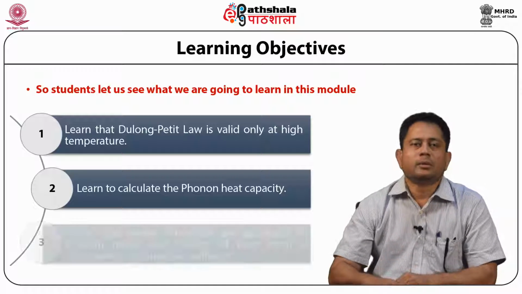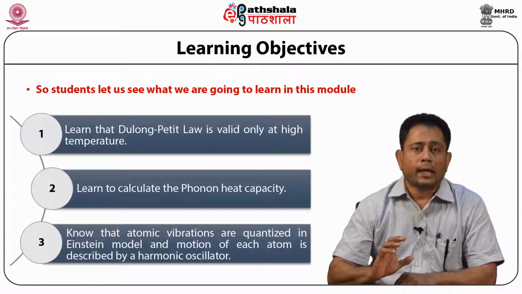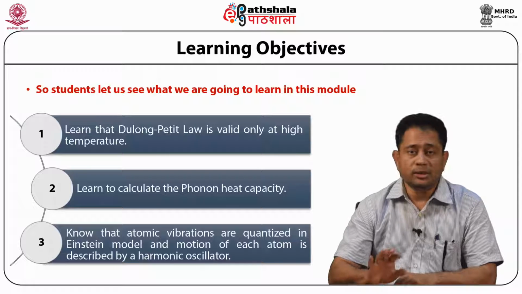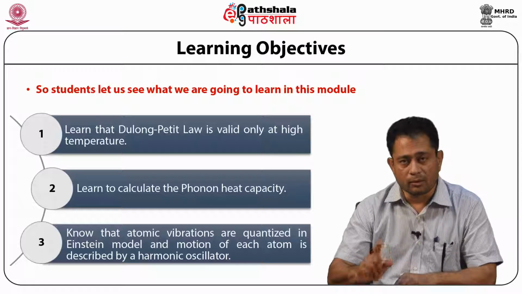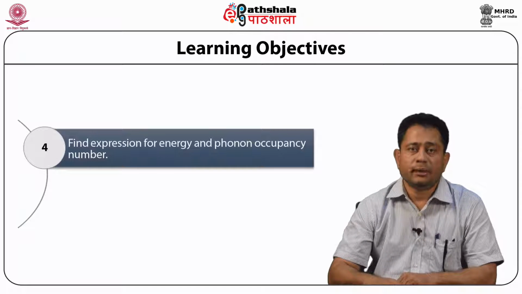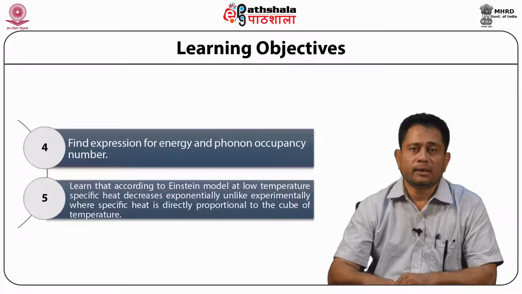We also know that atomic vibrations are quantized in the Einstein model and that the motion of each atom is described by a harmonic oscillator. We are also able to find an expression for energy and phonon occupancy number. And we further learn that according to the Einstein model, at low temperature, specific heat decreases exponentially, unlike experimentally, where specific heat is directly proportional to the cube of the temperature.